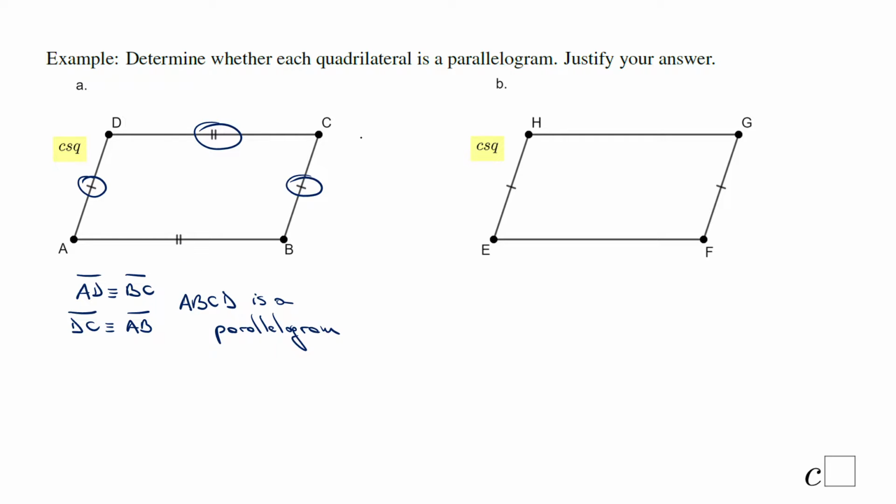Let's take a look at part B. On part B, obviously, we have only these two sides congruent. Only two sides congruent. So we cannot say that EHGF is a parallelogram. In fact, if you remember very well, the trapezoid we had in the previous problem is a good counterexample even in this case.